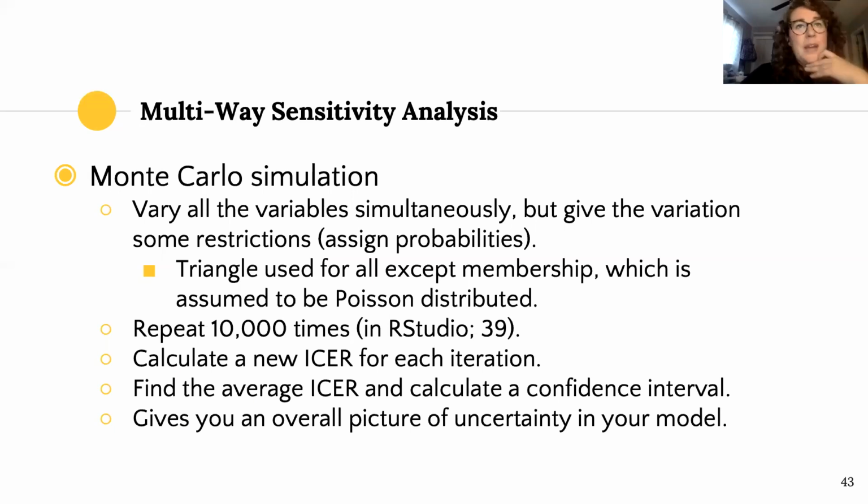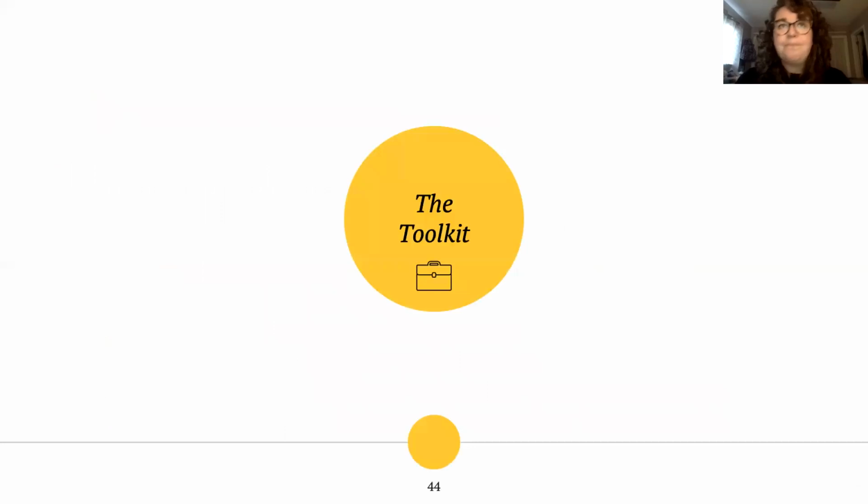And then again, we're calculating an incremental cost effectiveness ratio for each iteration. And we're doing it 10,000 times. And we are then averaging out and getting a confidence interval for all those 10,000 iterations. And so that lets us look at an overall picture of uncertainty in our model.